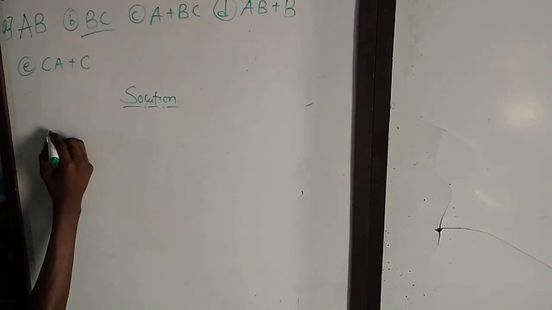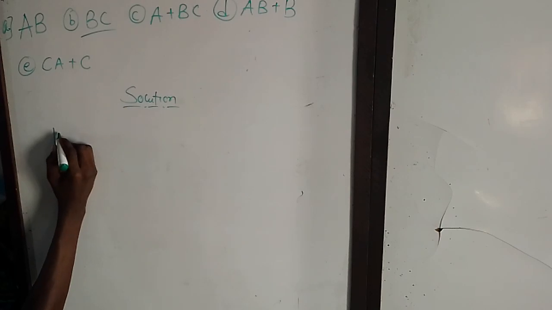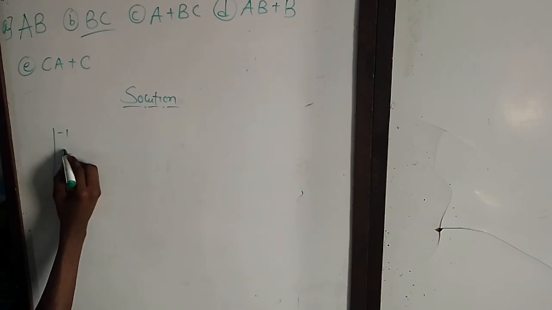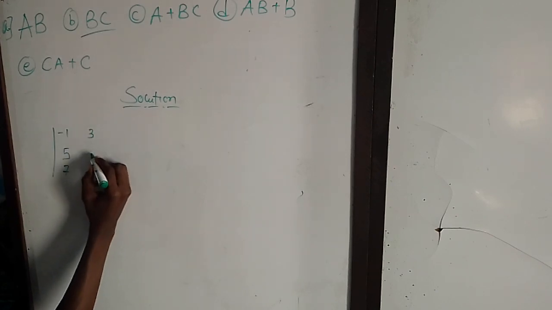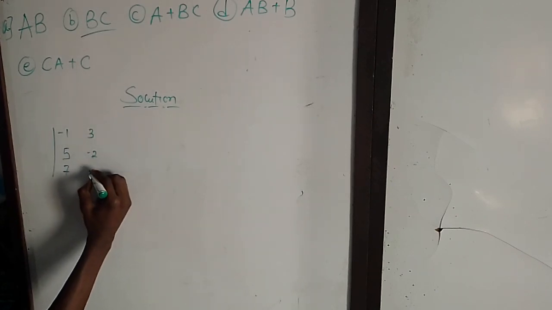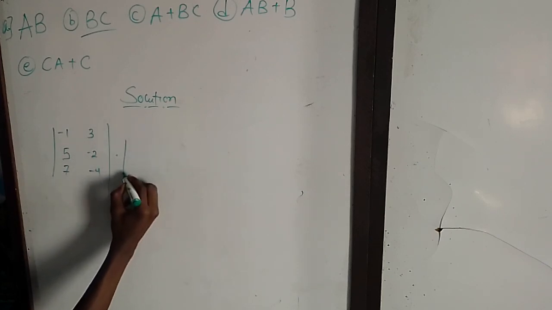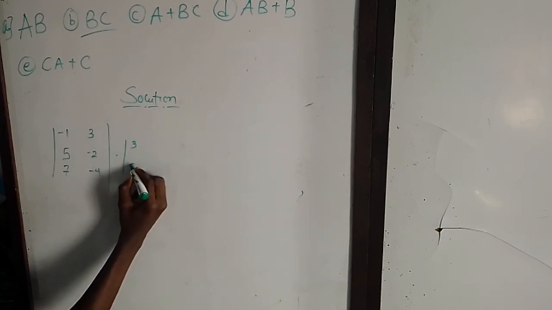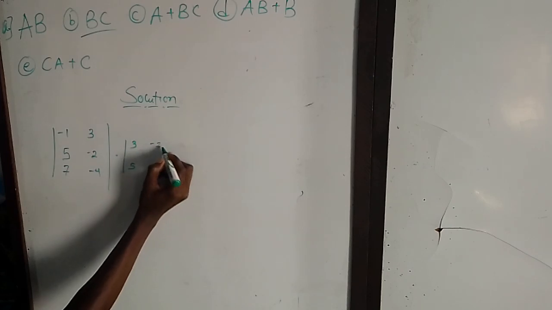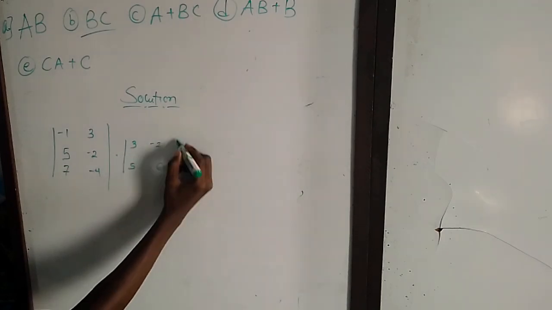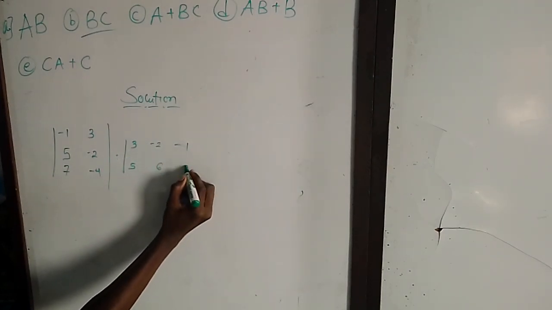We are going to have our B is going to be minus 1, 5, 7, 3, minus 2, then minus 4, times 3, 5, minus 2, 6, minus 1, 9. Then we are going to multiply.